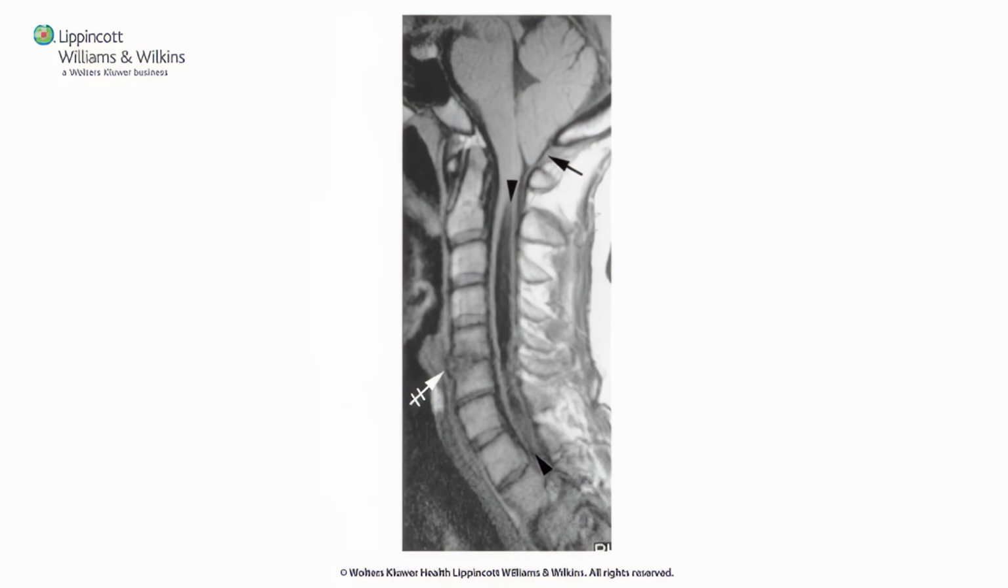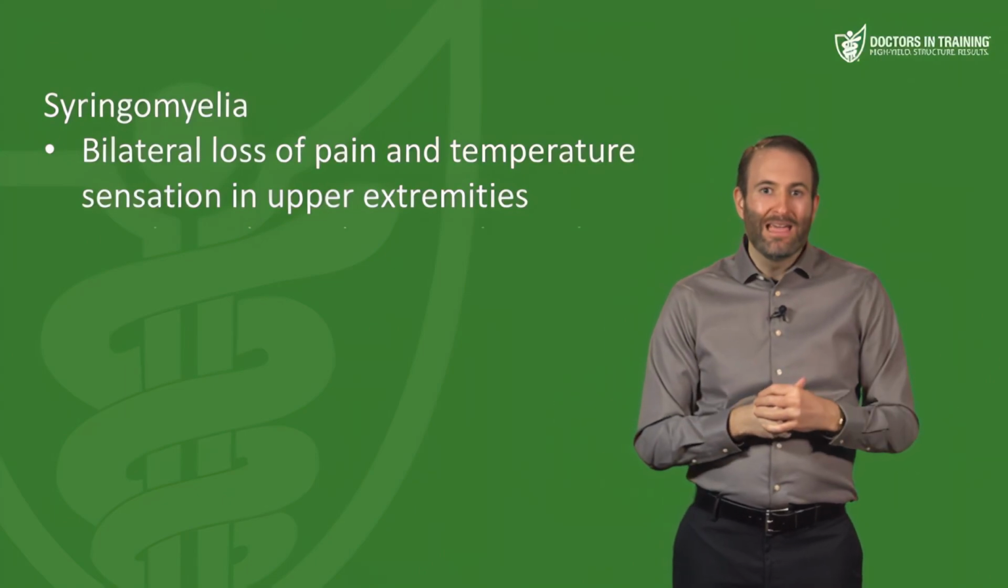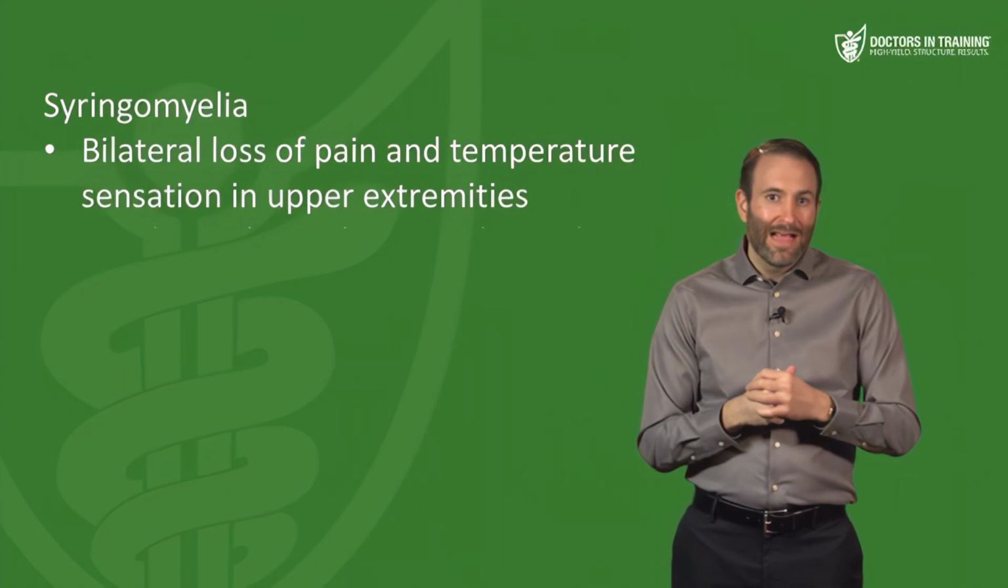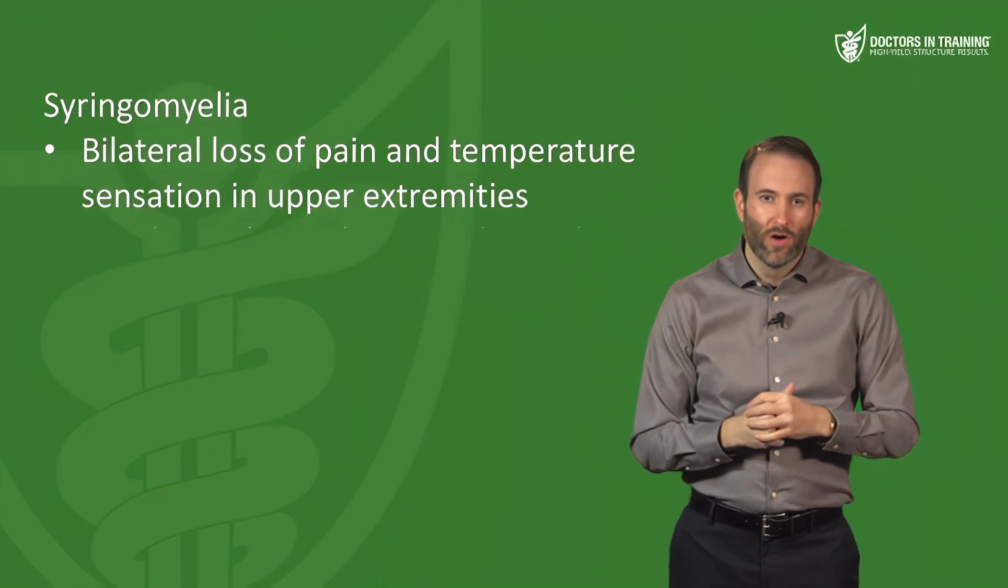And as a syrinx cavity dilates, it compresses the nerve fibers around it. Now, typically, a syrinx will compress the crossing fibers of the spinothalamic tract first, and also the rest of the anterior white commissure, leading to bilateral loss of pain and temperature in the upper extremities. Now, classically, in a distribution kind of like a cape draped over the shoulders and arms.